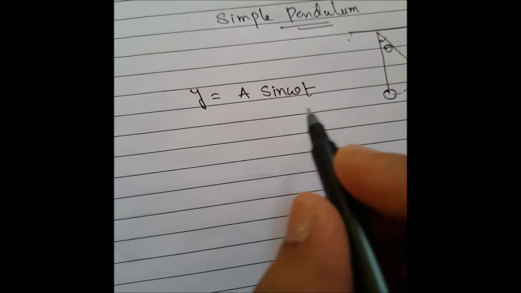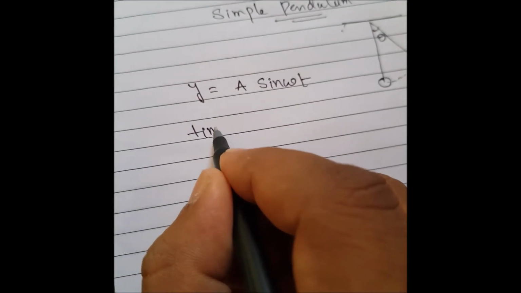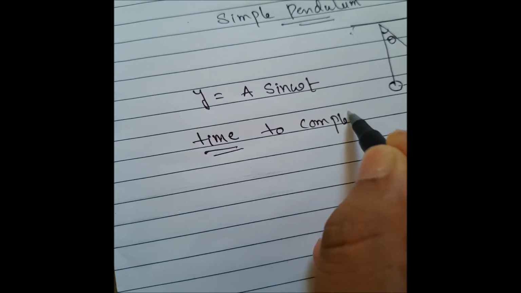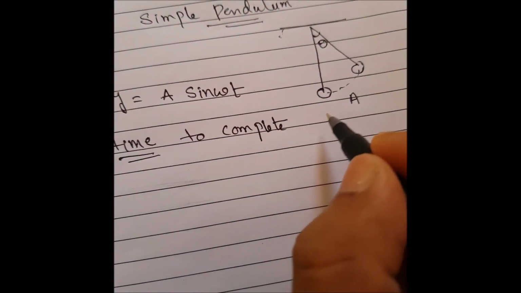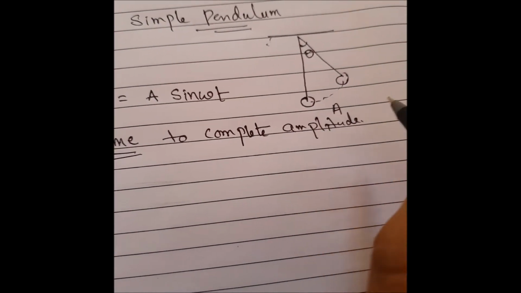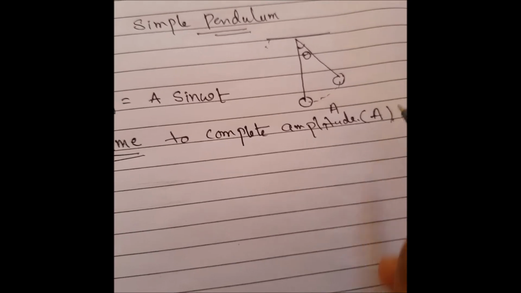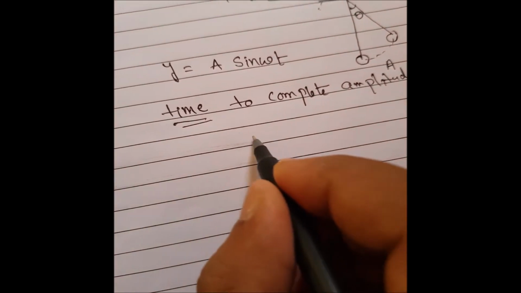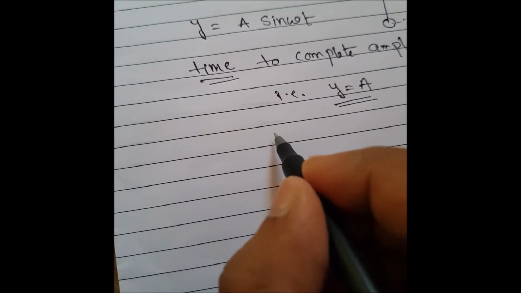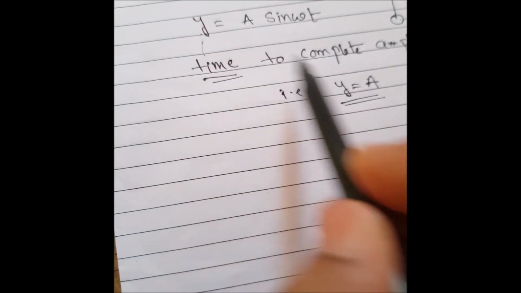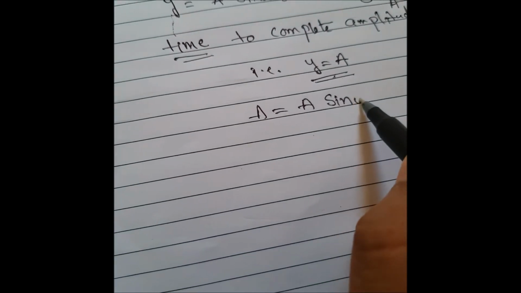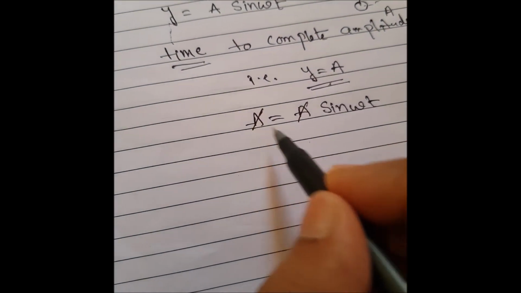Now I'm calculating how much time is required for the SHO or simple pendulum to travel a distance equal to the amplitude. That is, y equals a. How much time will it take? So in place of y, I put a. So a equals a sin omega t, the a cancels out, which equals 1.